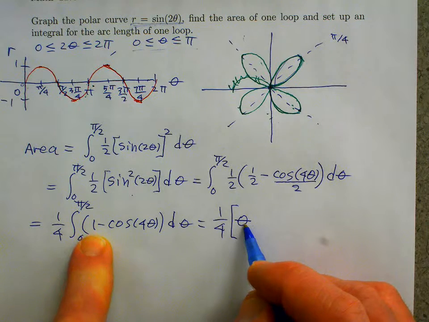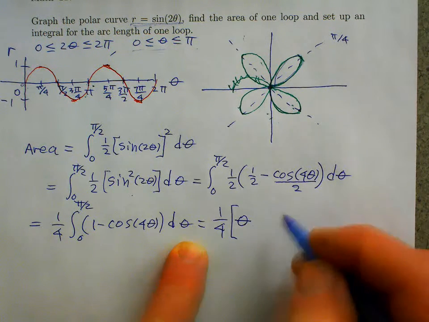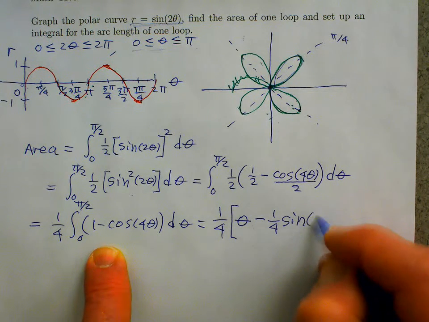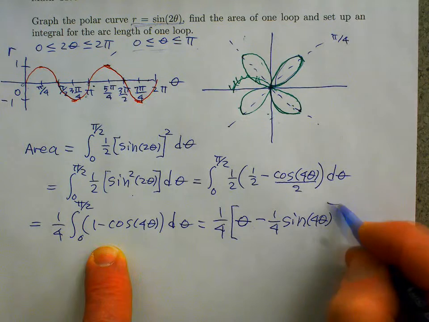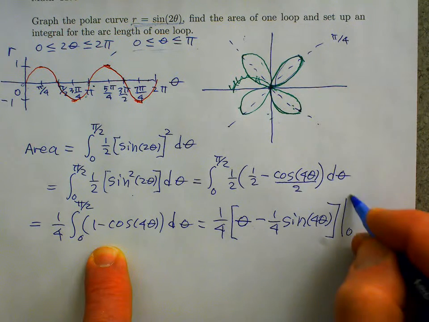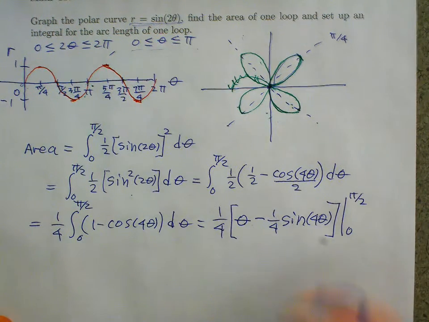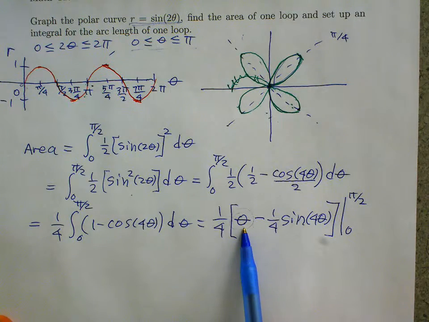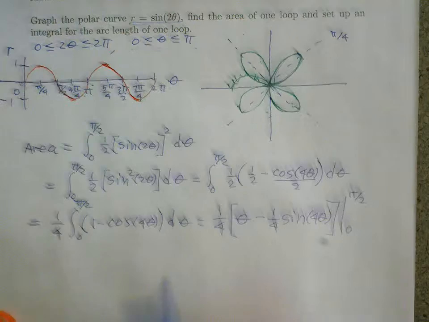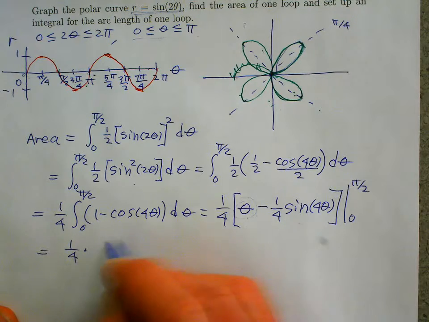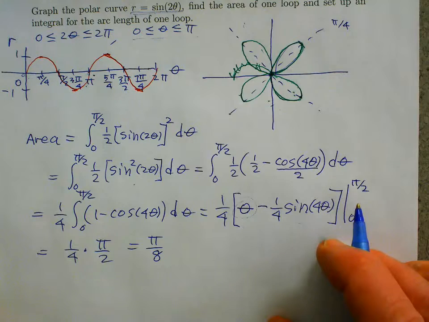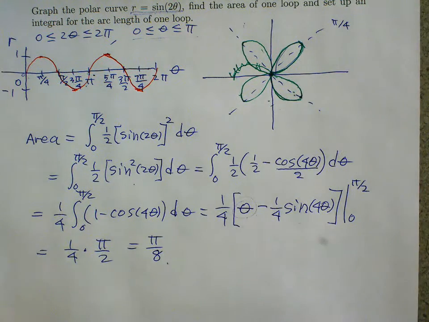The integral of 1 with respect to theta is theta, and then minus 1/4 sine of 4 theta. Evaluating this from 0 to pi over 2, there's only going to be one term that's non-zero, when theta is pi over 2. So this is 1/4 times pi over 2, which is pi over 8. Okay, so that's the area of one loop.